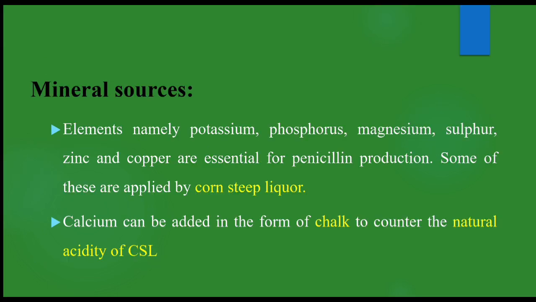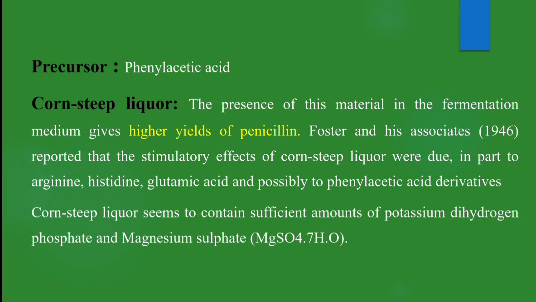Mineral sources. Elements namely potassium, phosphorus, magnesium, sulfur, zinc, and copper are essential for penicillin production. Some of these are supplied by corn steep liquor. Calcium can be added in the form of chalk to counter the natural acidity of CSL. Precursor: phenylacetic acid is used as a precursor.